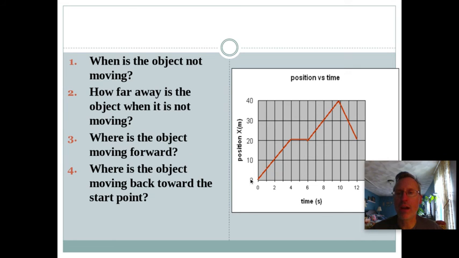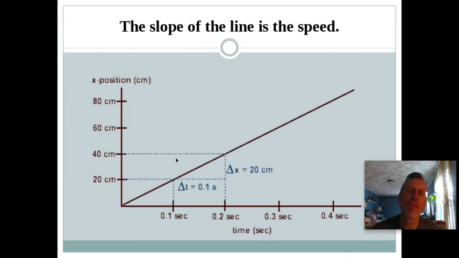Where is the object moving back toward the start point? Well, that would be right there. Negative slope means you changed direction and you turned around and you're going back. Now, again, you can't do that. Look at the cursor. You can't do that. Why? Because that would mean you're going back in time. So going back is a negative slope, so it looks like this. Why? Because time keeps clicking forward.